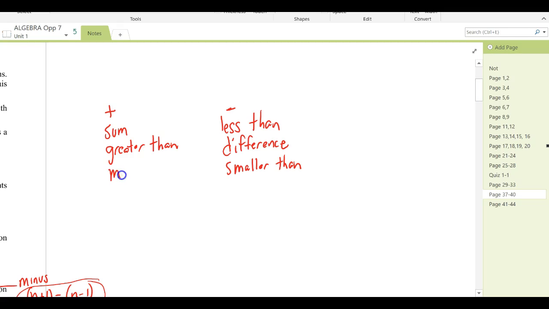Plus, more than. I want it known that Mr. Dingy did not put more than on the list. It was a student, and it was a good one. It was not Mr. Dingy's word. It's not my fault that it's on the list. Who? I'm not saying. But it was a great word, and I applaud them for coming up with it. Anybody else think of other words that mean plus?